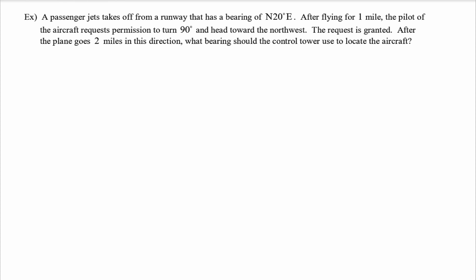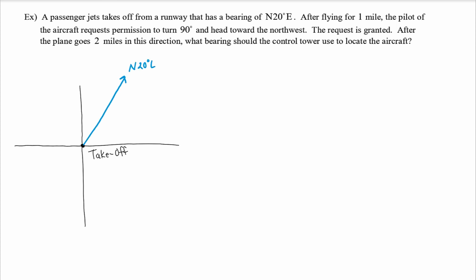All right, let's give it a whirl. So a passenger jet takes off from a runway that has a bearing of north 20 degrees towards the east. Okay, so here's where they take off. So they leave the ground and start traveling in a certain direction. North and south, east and west, right there. So it's north 20 degrees towards the east. So that'd be like in here somewhere. Specifically, this is 20 degrees because this is north and this is east.